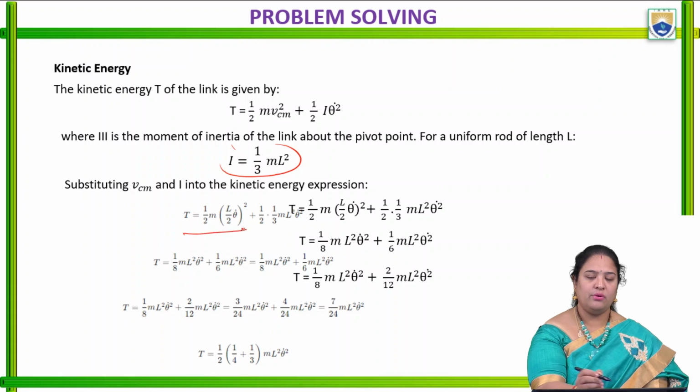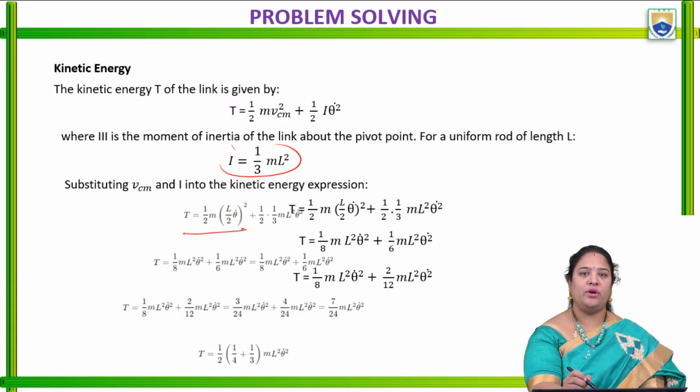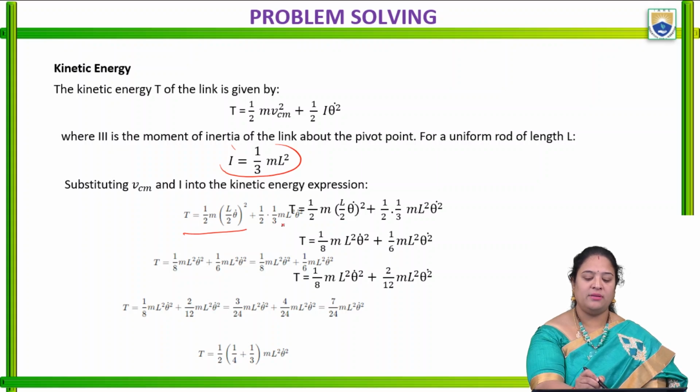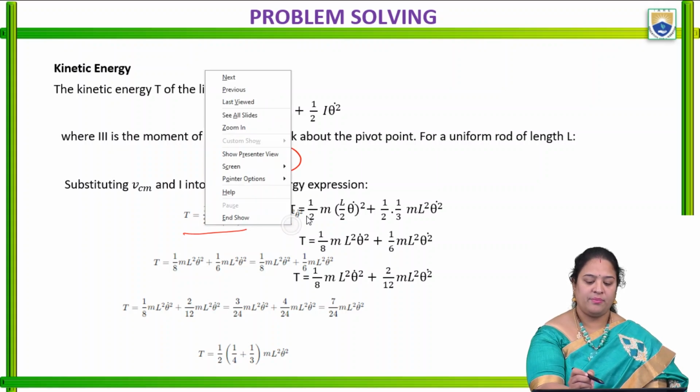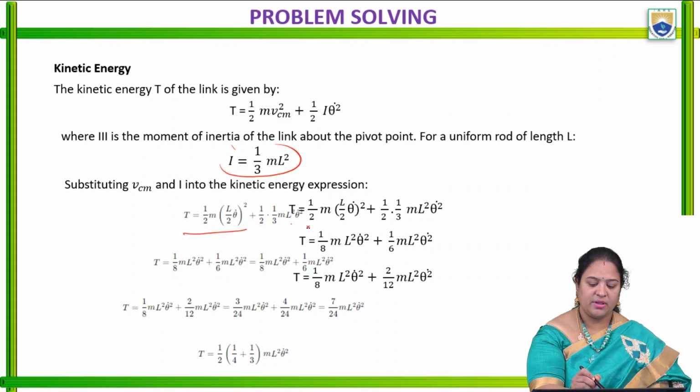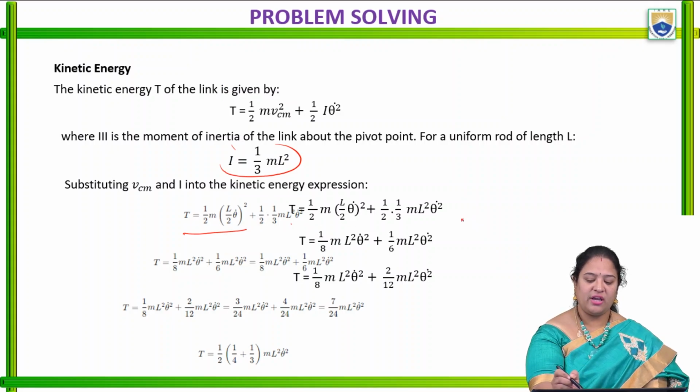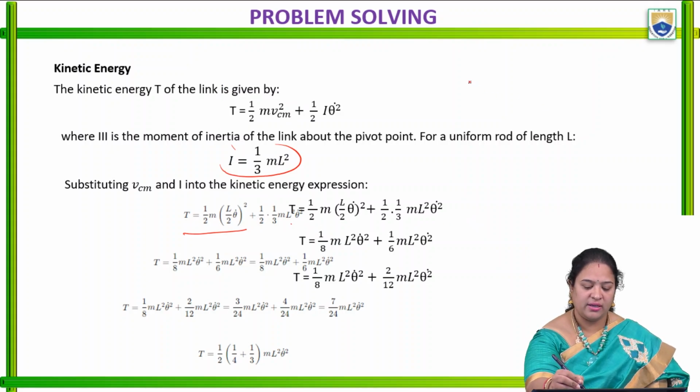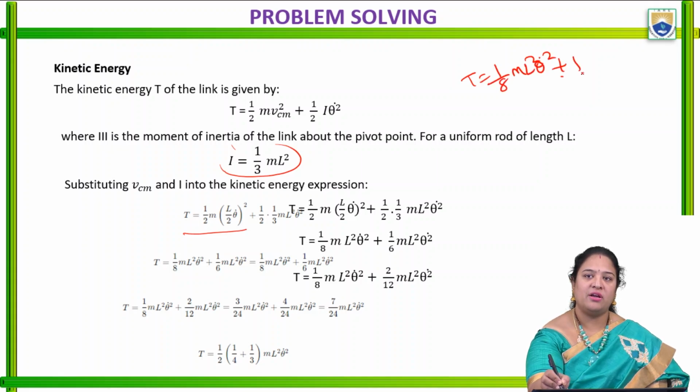T equals 1/2 m (L/2 θ̇)² plus 1/2 into 1/3 ml² into θ̇², which overall gives T equals 1/8 ml² θ̇² plus 1/6 ml² θ̇².